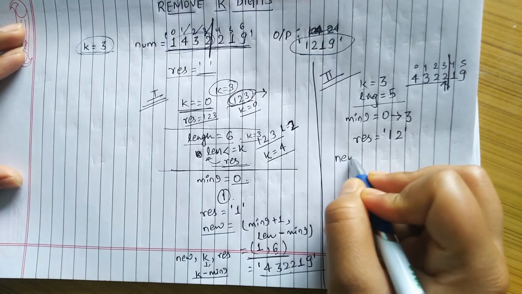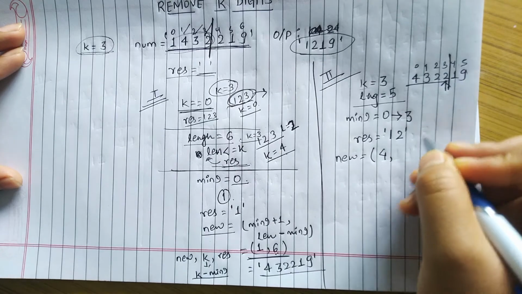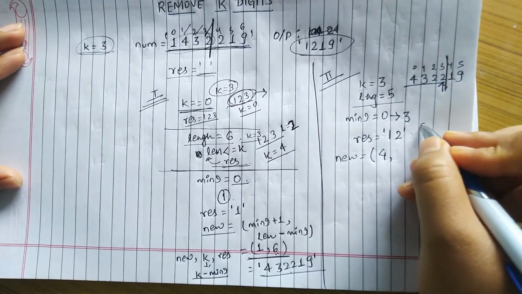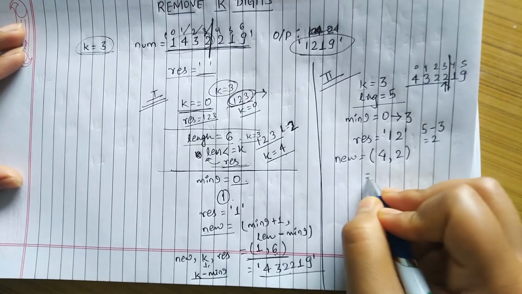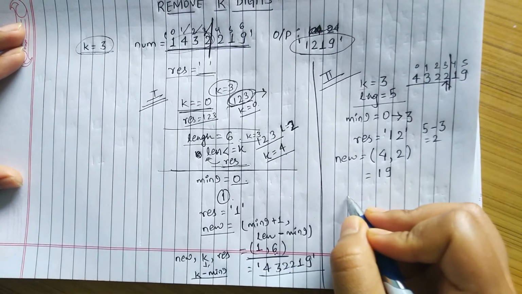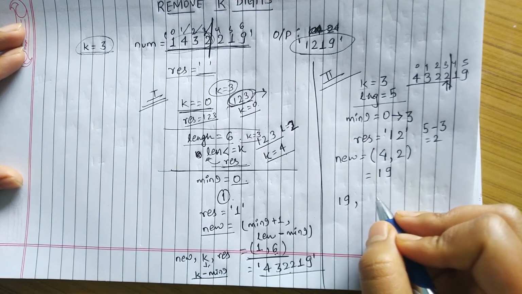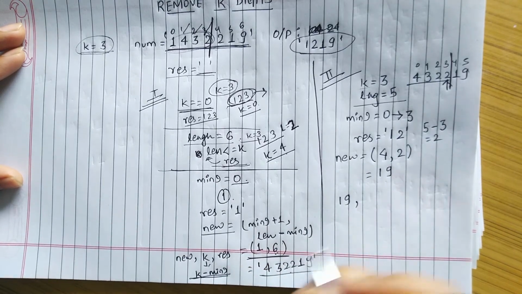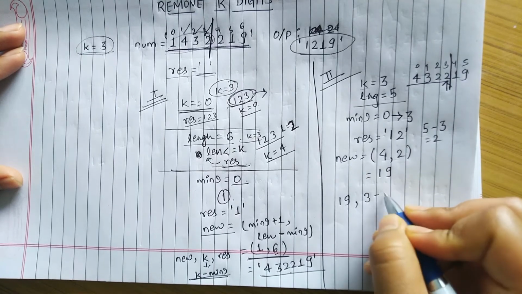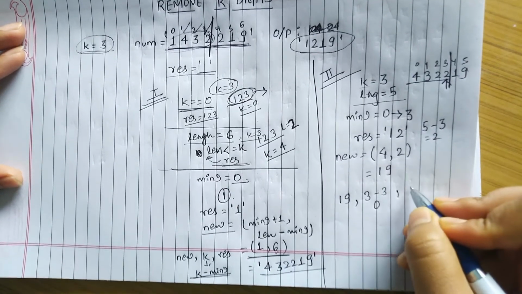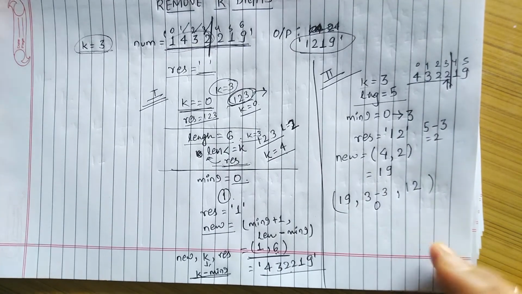We will find out the new string. The new string is main plus 1, so 3 plus 1 is 4, and after that length minus main index. Length is 5 minus main index is 3, which is 2, so 2 digits after that, which is 1 9. So we pass 1 9 comma k minus main index. What is k minus main index? k minus main index is 3 minus 3 right here, so 0, and the rest is currently 1 2. So this will be the new passing parameters.